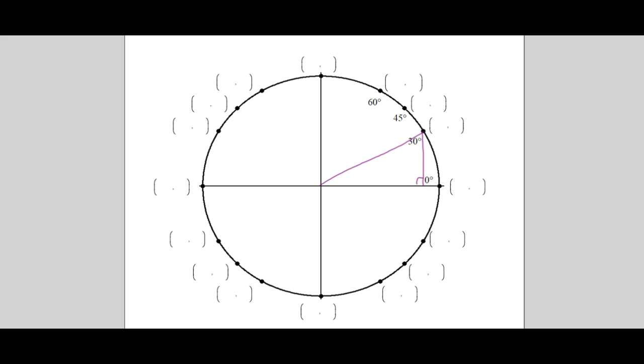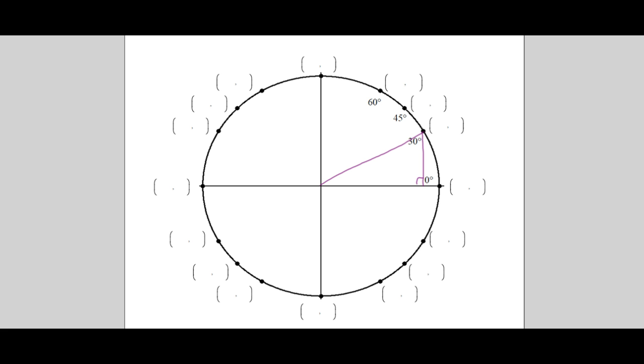Now we've got those special numbers, right? And we're just going to take them in order. So in order, smallest to largest: 0, 1/2, root 2 over 2, root 3 over 2, and 1. Okay, so 5 numbers in order: 0, 1/2, root 2 over 2, root 3 over 2, 1. So here's how it looks.